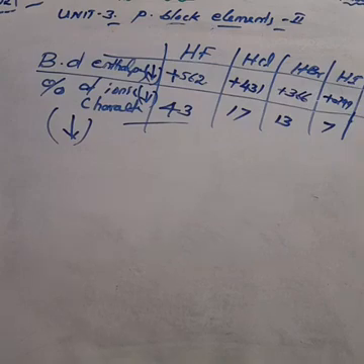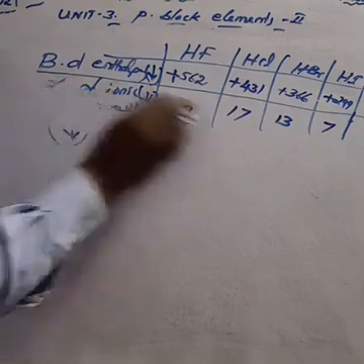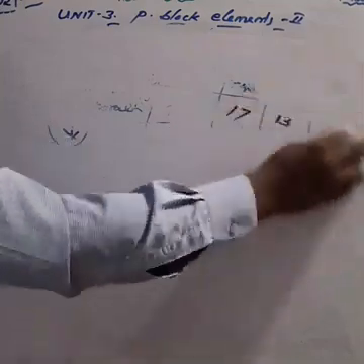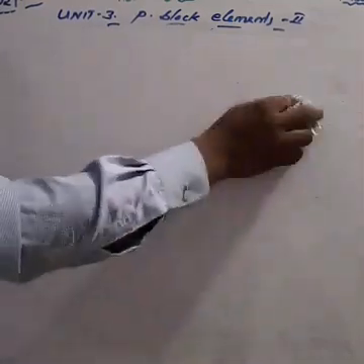Next, hydrogen iodide decomposes into hydrogen and iodine. Here the temperature is about 400 degrees Celsius.